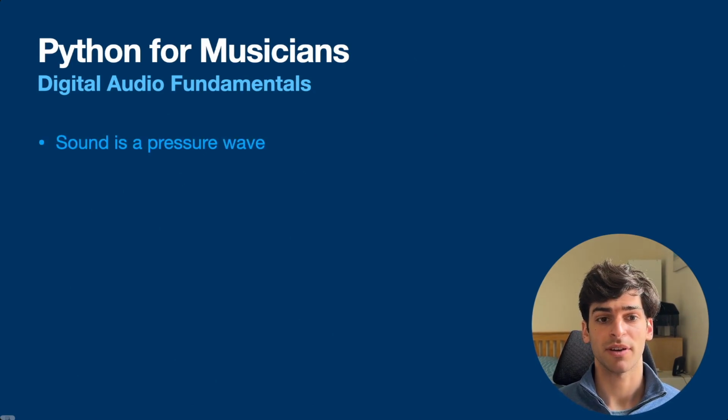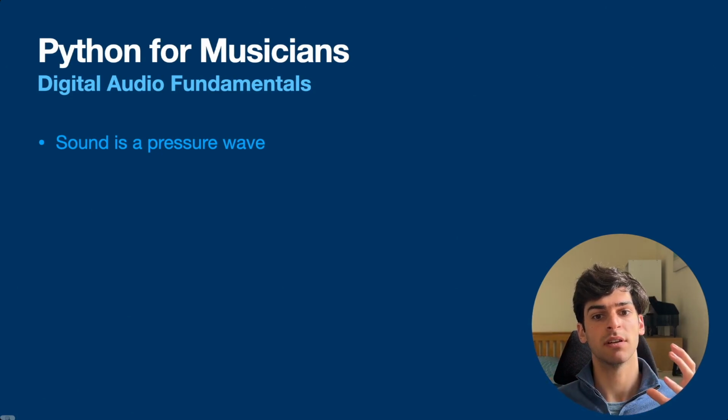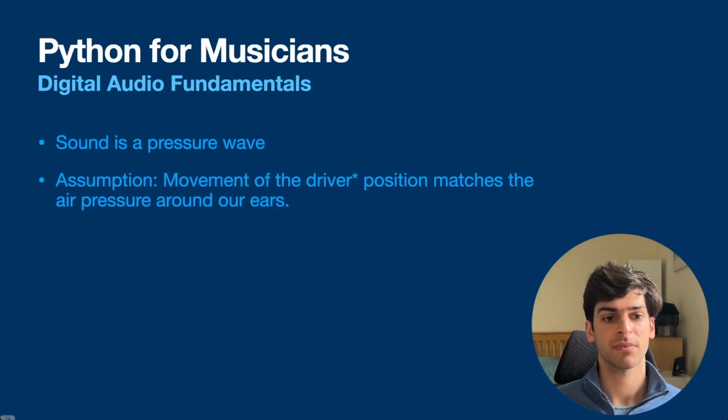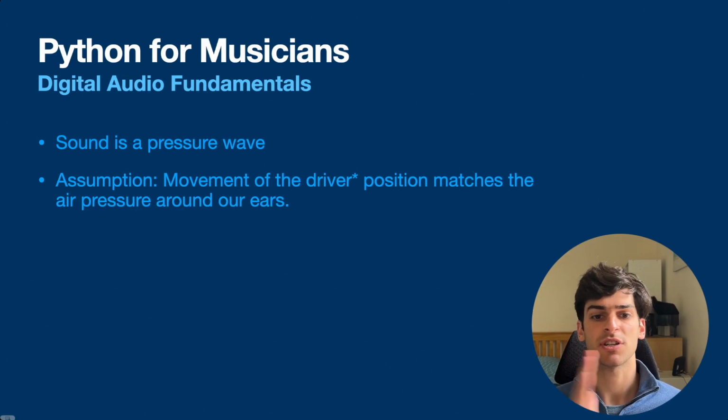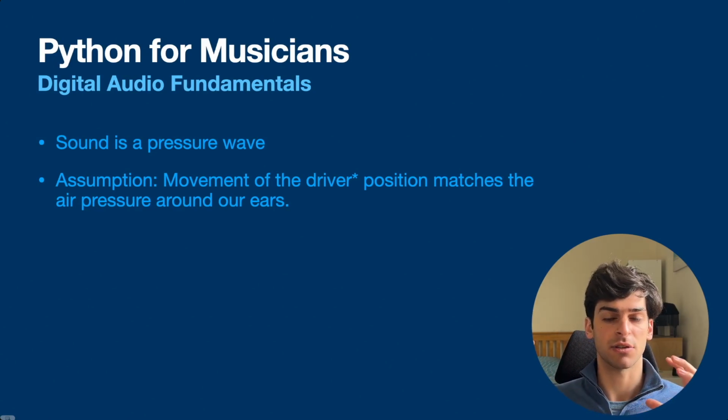Sound is a pressure wave. What our ears pick up as sound is actually the transition from different air pressures over time. Sometimes the air pressure is high and sometimes it's low. And the frequency of that change is what we perceive as musical pitch. To translate this into digital audio, we can assume that the waveforms we generate are analogous to the speaker driver's position, itself analogous to the pressure around our ears.